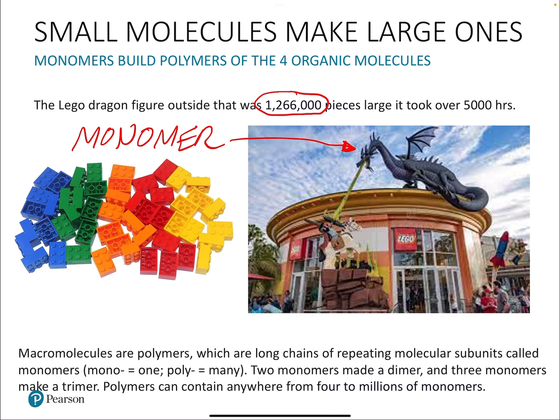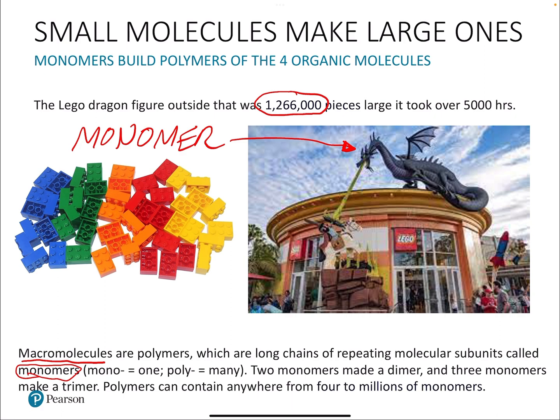So that's an analogy for our big macromolecules. They are made by putting together not Legos, but monomers. So the monomers are the Legos, the macromolecule would be the huge giant piece that you put together.